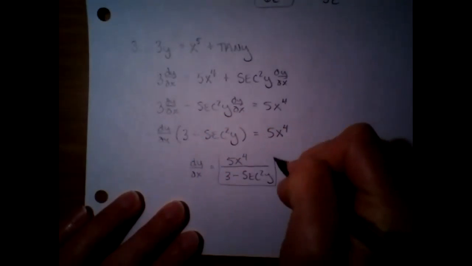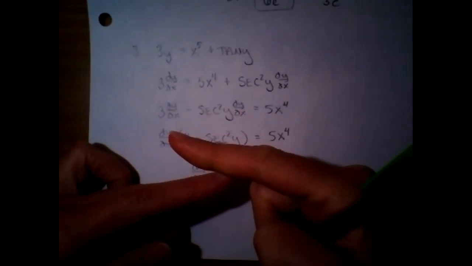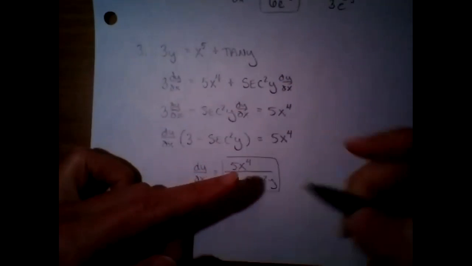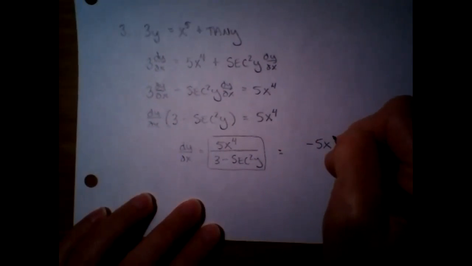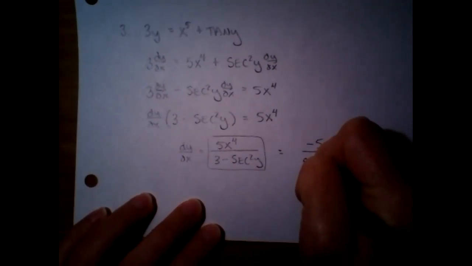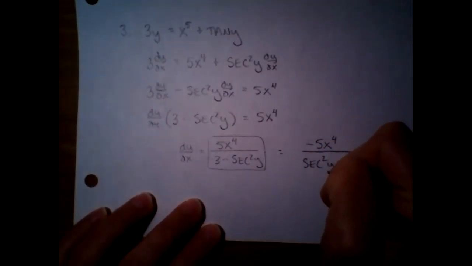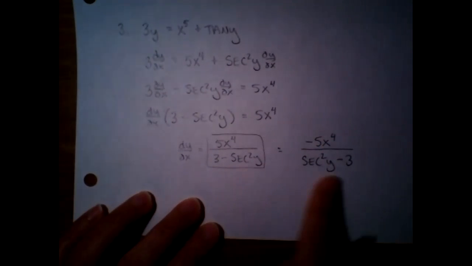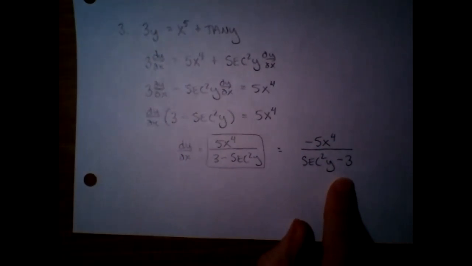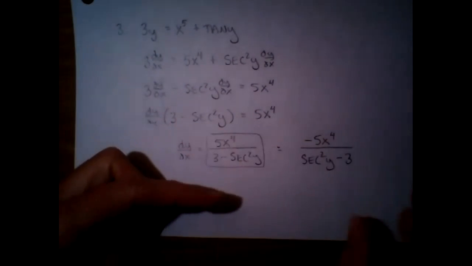Now I had some people move it the other direction, like they moved everything to the opposite sides of the equal sign. So if you did that, you would have gotten negative 5x to the fourth over secant squared of y minus 3, like the whole thing was backwards. Those are mathematically equivalent. So if you did this instead, that is totally correct as well. You just moved your stuff to the other side.